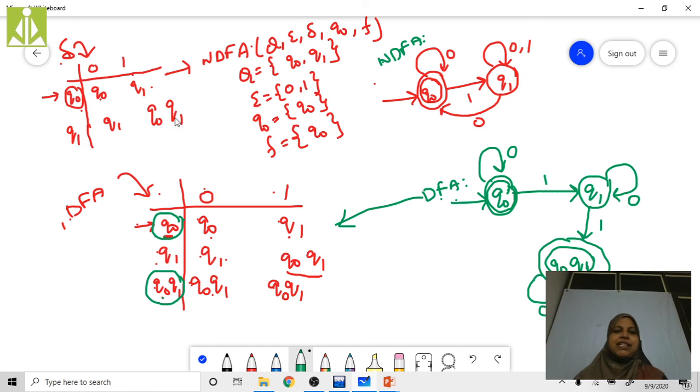With this, the conversion of NDFA to DFA is completed. First we take the NDFA as Q, sigma, delta, Q naught, F. We have to define the states, declare the input symbols, take the initial state, and find the final state. Then we draw the transition diagram and follow these steps.